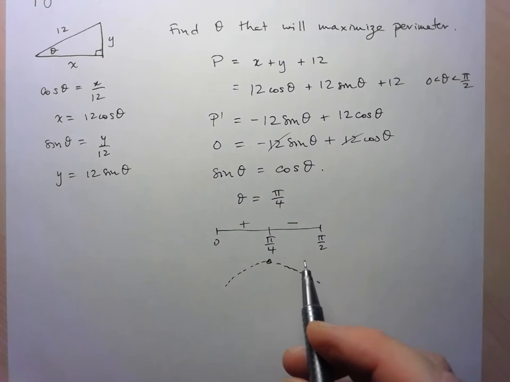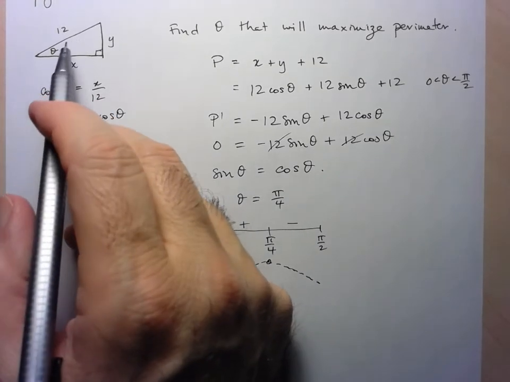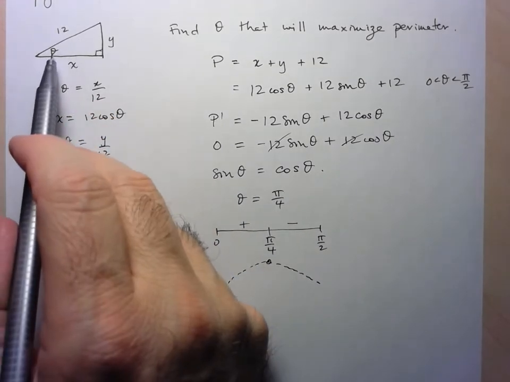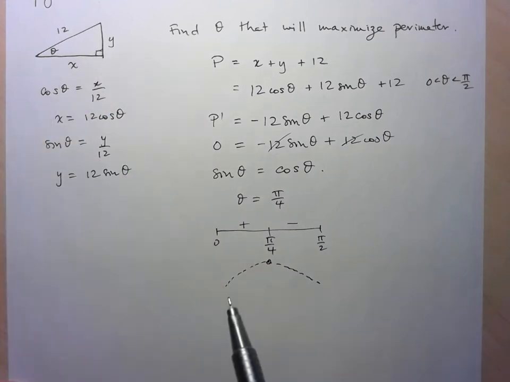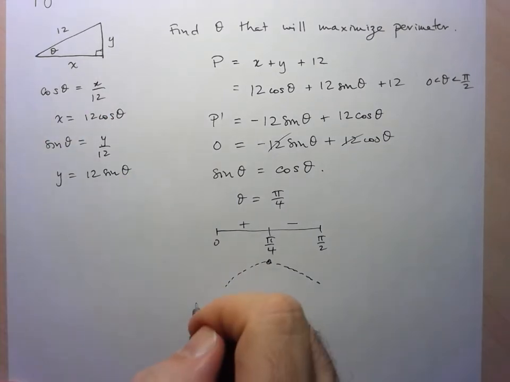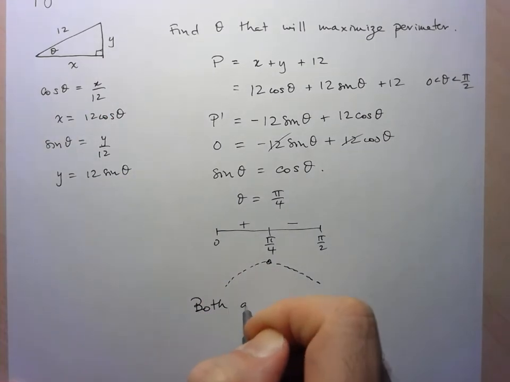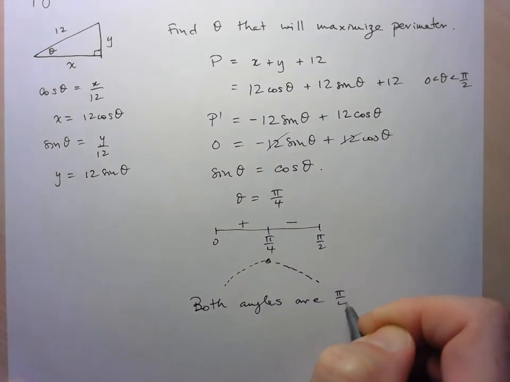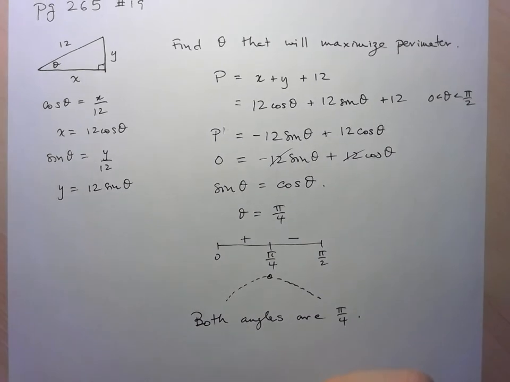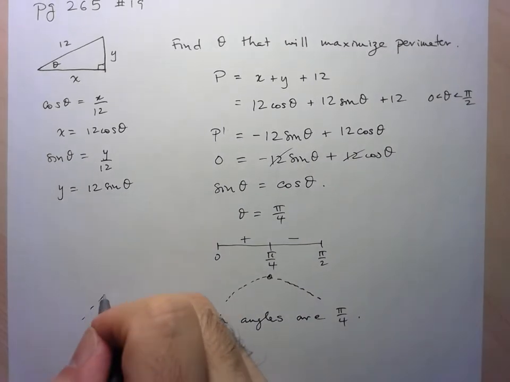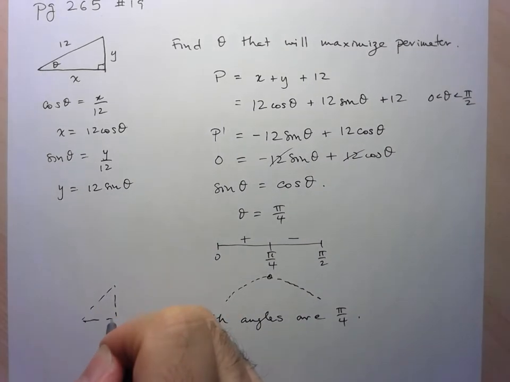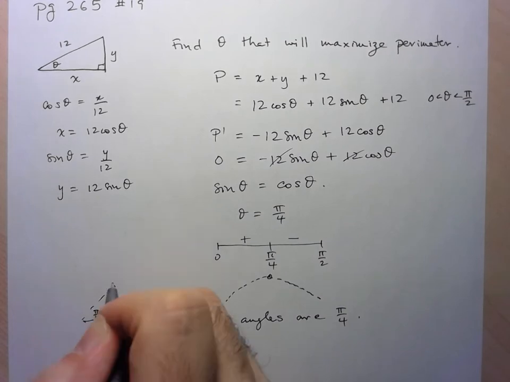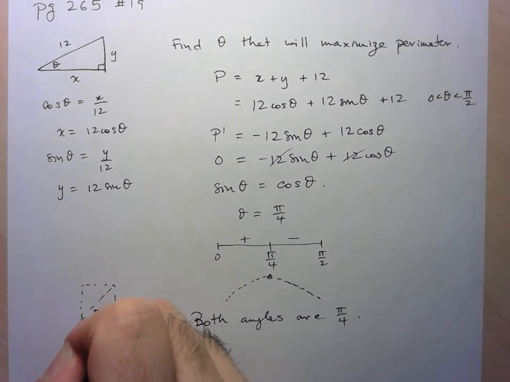So I guess we actually have to find both angles, but since one is pi over 4 and it's a right angle triangle, the other one has to be pi over 4. So both angles are pi over 4. Okay, now think about it, that's not too surprising, because if you draw a triangle with an angle of pi over 4, it's just half of a square.